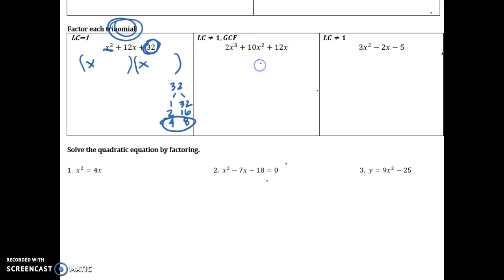So we have a 4. And we have an 8. So look at your signs. It's a positive 32 and a positive 12. So it has to be plus 4 and plus 8.